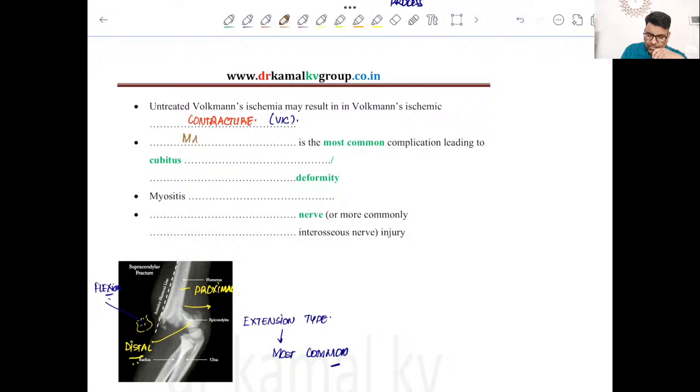And malunion is very commonly seen in this fracture. And again, I think most of you must understand what is malunion. This is union in bad position or wrong position, and this leads to gun stock deformity. Yes, so this is cubitus varus, and yes, it looks like a gun stock.